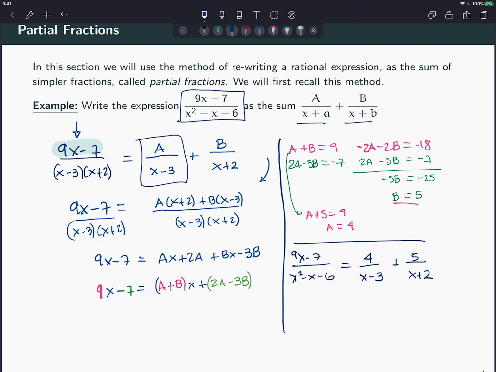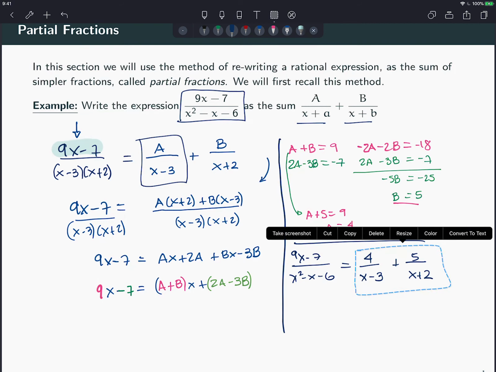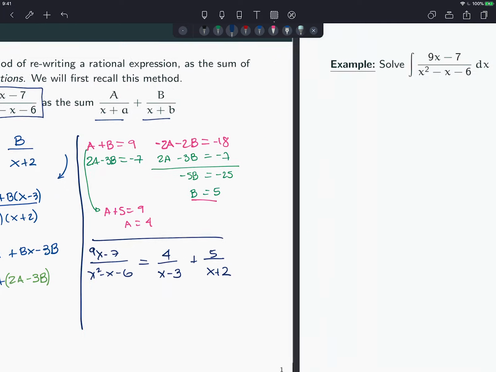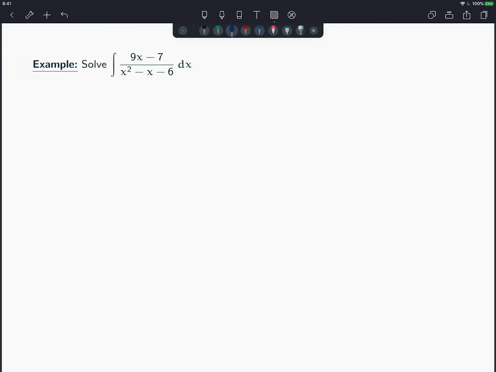Now, how are we going to use this in calculus? Well, simple. Let me copy this one. This is what I did. If I'm asked to solve an integral that has exactly this as the integrand, which is exactly the problem I did in the past slide, then I can say, if I use the method of partial fractions, we get that that integral is the same as solving this integral.